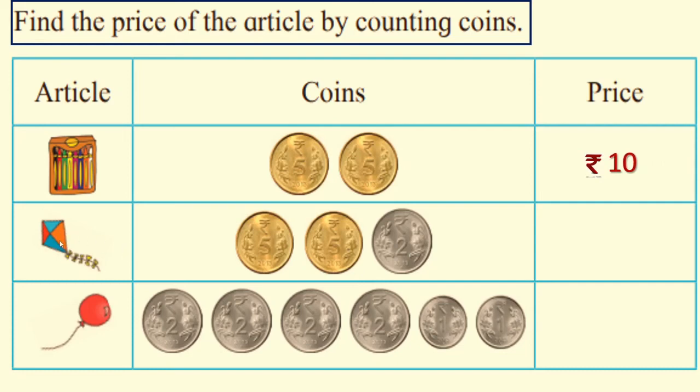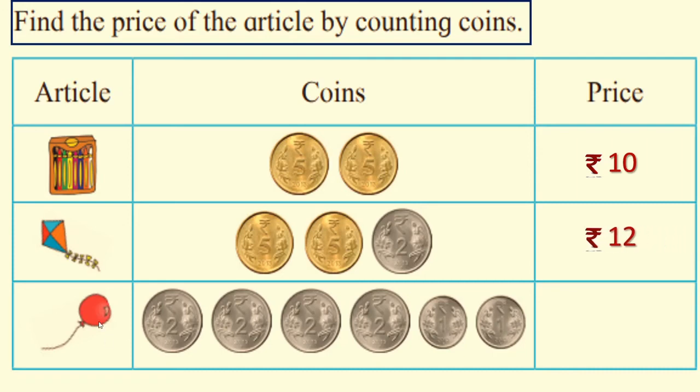Nice. Now tell me what is the price of this kite by counting the coins. This is 5 rupee, this is 5 rupee, this is 2 rupees. Yes? Tell me the answer. Very nice. Rupees 12. Correct.